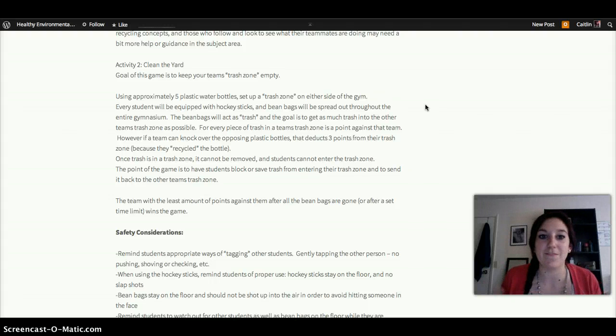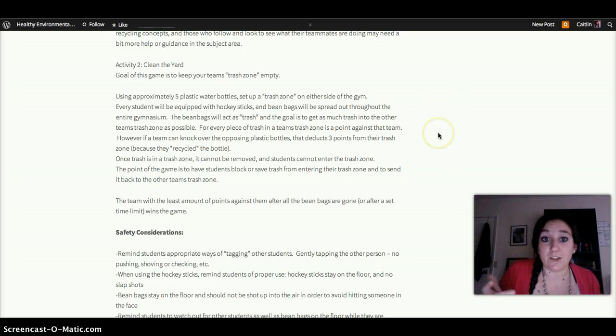So using approximately 5 plastic water bottles, set up a trash zone on either side of the gym, kind of like a net. Every student will be equipped with hockey sticks, bean bags, or again small balls, and they'll be spread out through the entire gymnasium. The bean bags will act as trash, and the goal is to get as much of their trash into the other team's trash zone as possible.